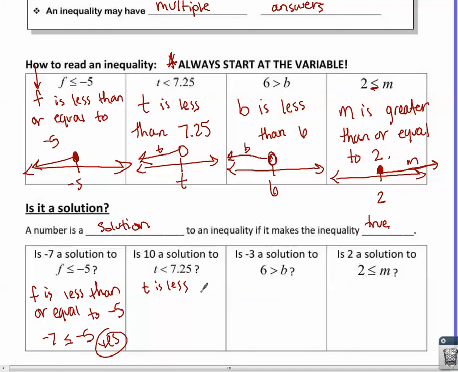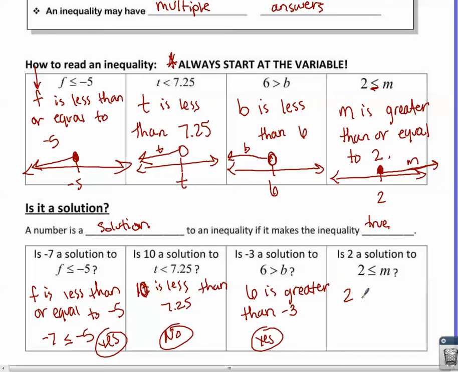T is less than 7.25. So 10 is less than 7.25. No, that is false. So 6 is greater than negative 3. That is true. Yes, so that is a solution. 2 is less than or equal to 2. Yes, that is a solution because it's either got to be less than or it can be equal to. 2 is equal to 2, so yes, that is a solution.